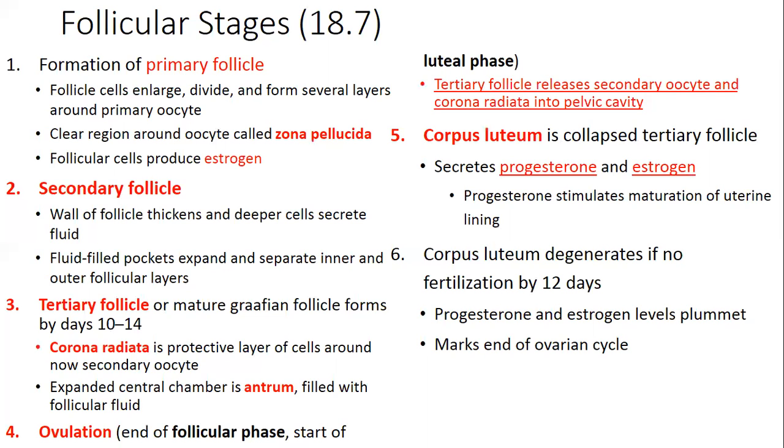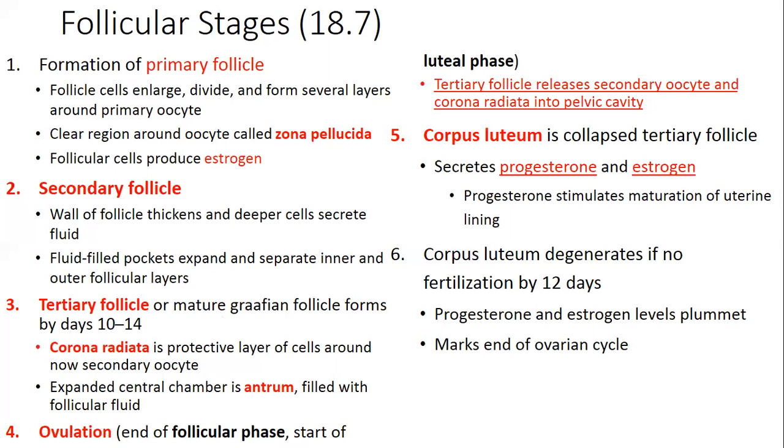As the primary follicles enlarge and divide, they mature into secondary follicles, which have an even thicker wall of follicular cells that secrete fluid. And that secretion of fluid creates a pocket that separates the inner layer and outer layer of follicular cells. That development, creating this fluid-filled pocket, develops a secondary follicle into a tertiary follicle, or a mature Graafian follicle, that forms by day 10 to 14 of one menstrual cycle.